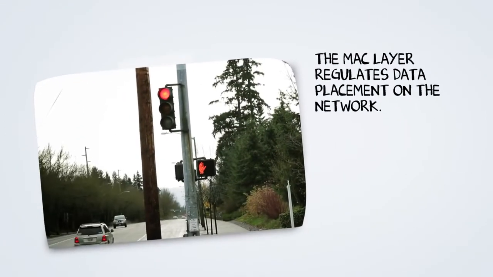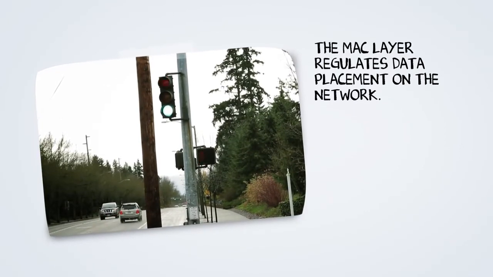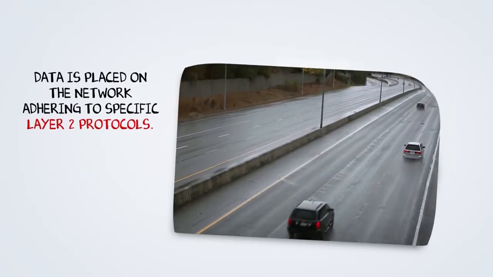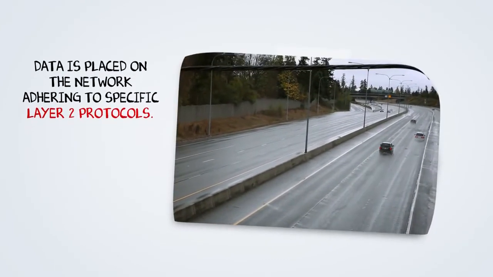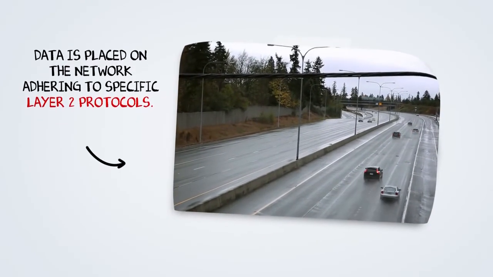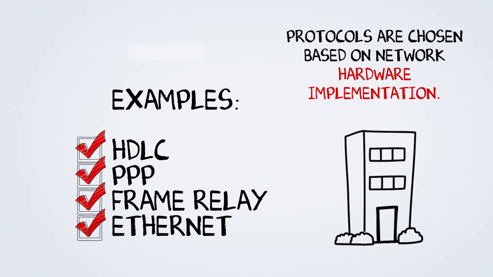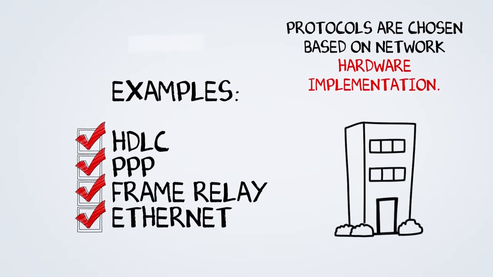When you think of the MAC layer, think of the traffic rules that we follow when we're driving on the roads. Data is placed on the network adhering to specific Layer 2 protocols, and the media access control layer makes sure this happens properly. Layer 2 protocols are chosen based on hardware implementation as well as logical topology. Examples of these protocols would be the High-Level Data Link Control, or HDLC protocol, the Point-to-Point Protocol, or PPP, Frame Relay, and Ethernet.